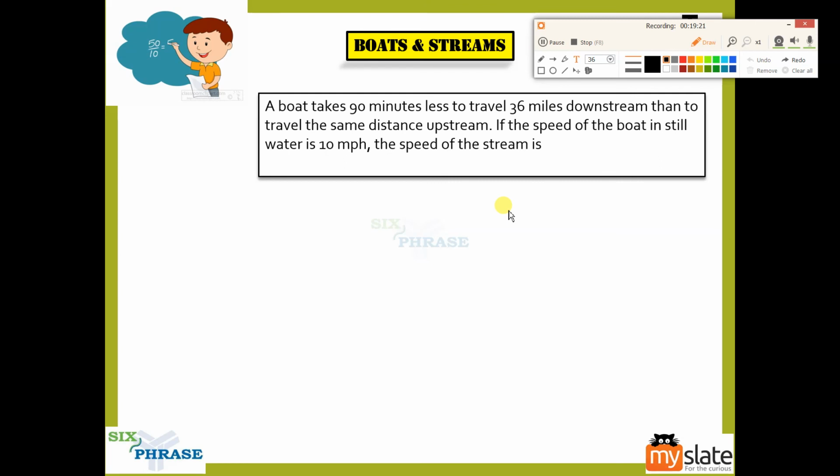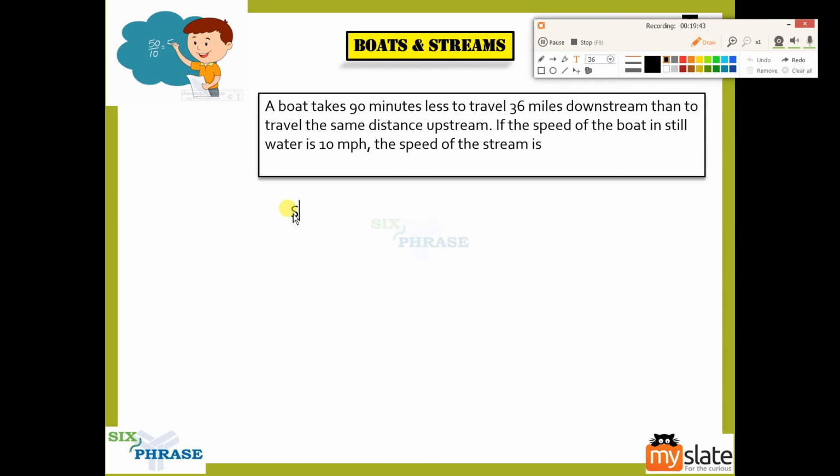Right. So a boat takes 90 minutes less to travel 36 miles down the stream than to travel the same distance up the stream. The speed of the boat in still water is 10 miles per hour, then the speed of the stream is. Okay, so we'll see what is given. I want you guys to know this.